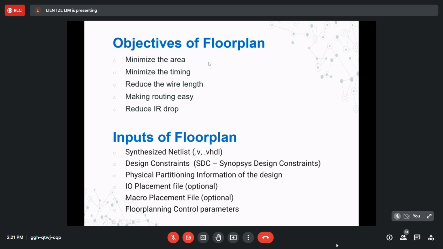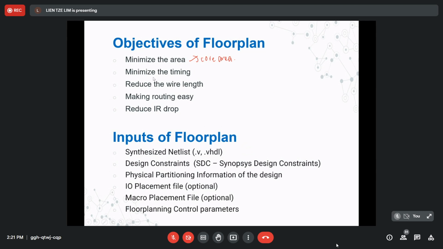In the floor plan, the objectives to achieve are to minimize the area, which means the core area, minimize the timing, reduce the wire length, make routing easy, and reduce the IR drop. IR drop means the voltage drop or the electrical potential drop. These are the five objectives to be achieved in floor plan.